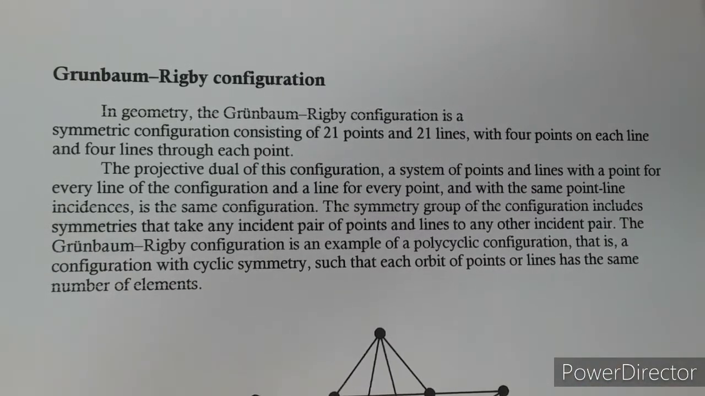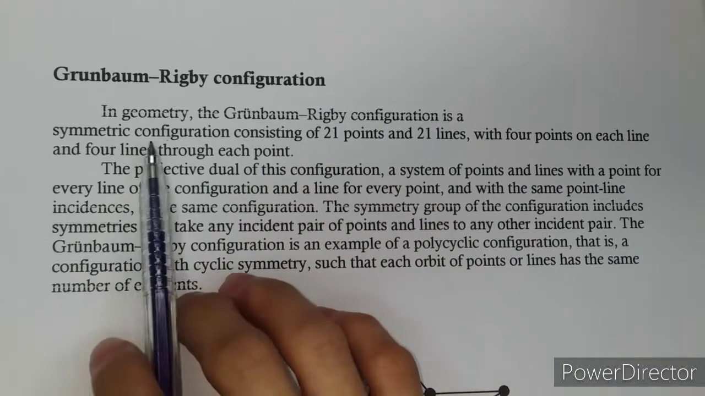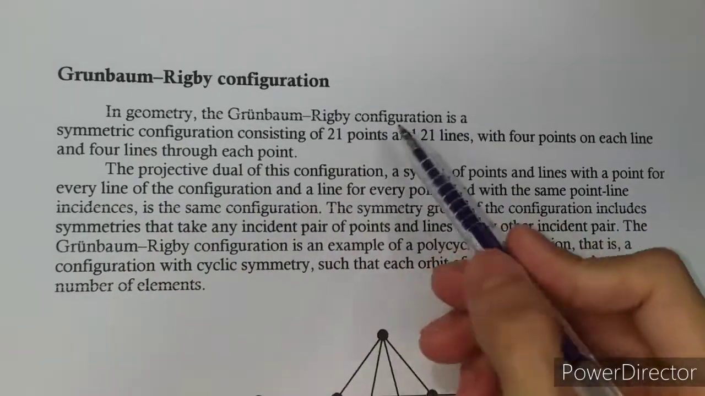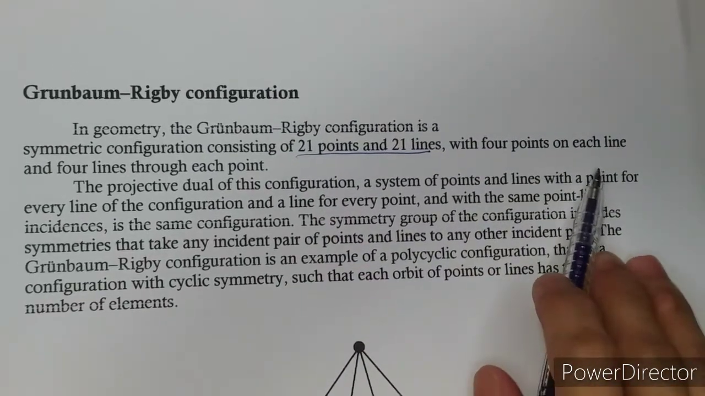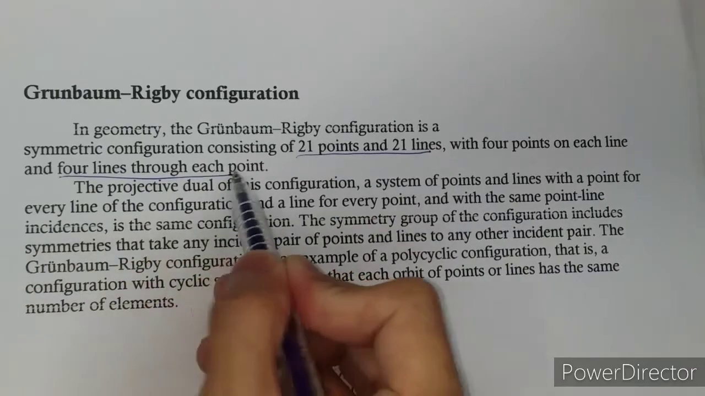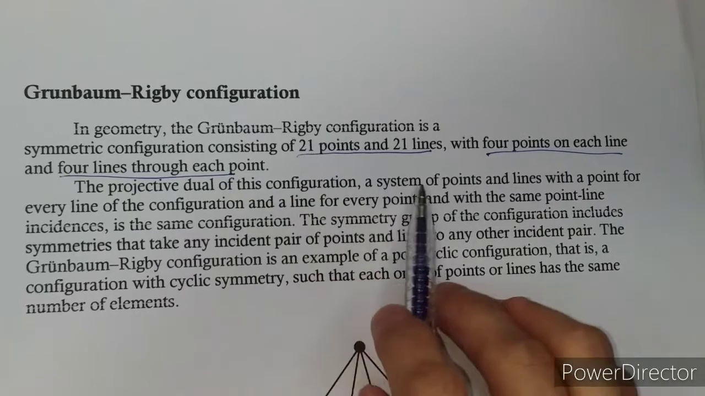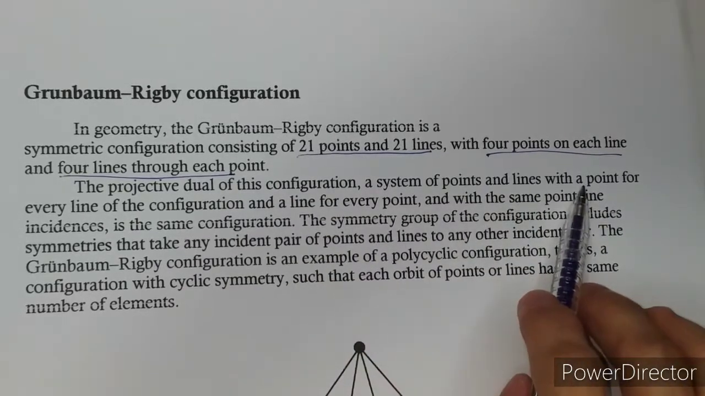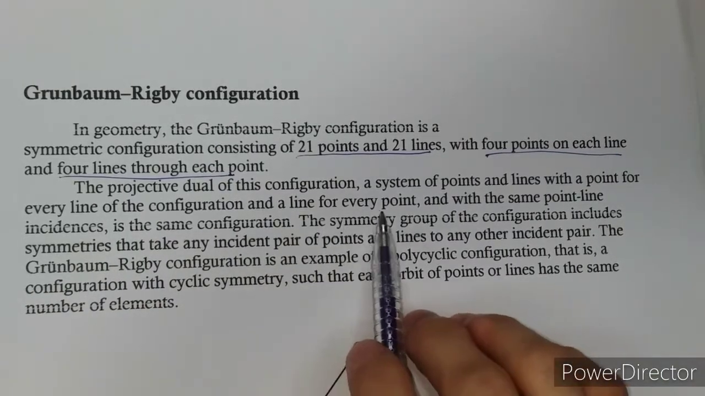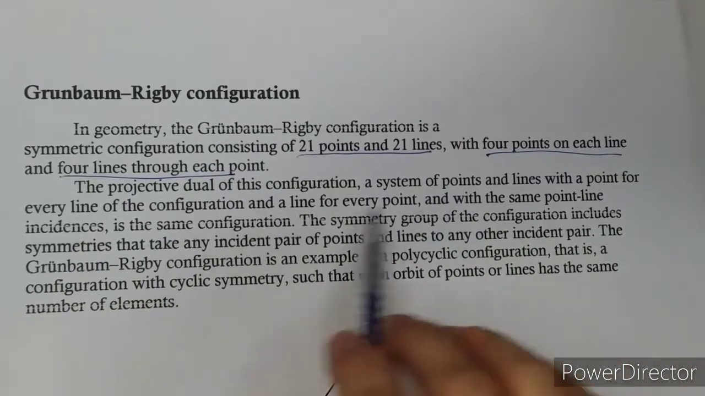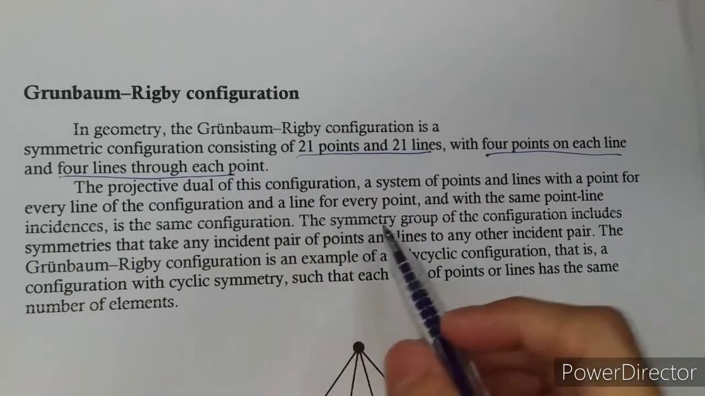the Grünbaum-Rigby configuration. In geometry, the Grünbaum-Rigby configuration is a symmetric configuration consisting of 21 points and 21 lines, with 4 points on each line and 4 lines through each point. The projective dual of this configuration, a system of points and lines with a point for every line of the configuration and a line for every point, and with the same point-line incidence, is the same configuration.